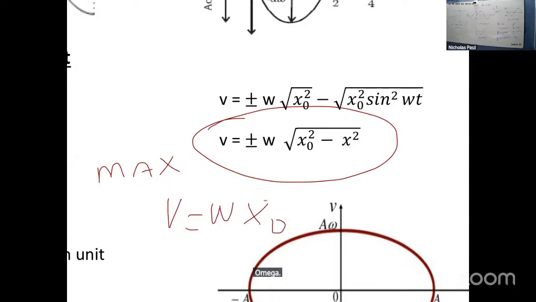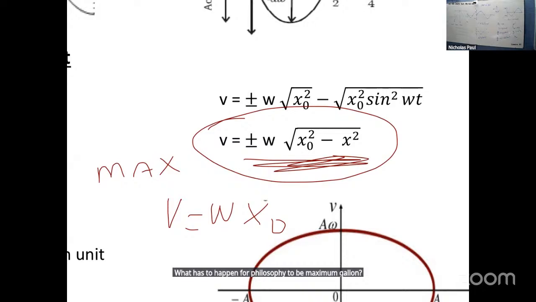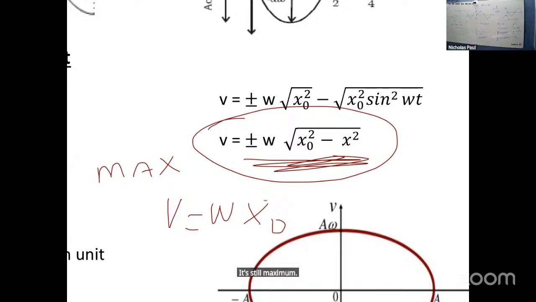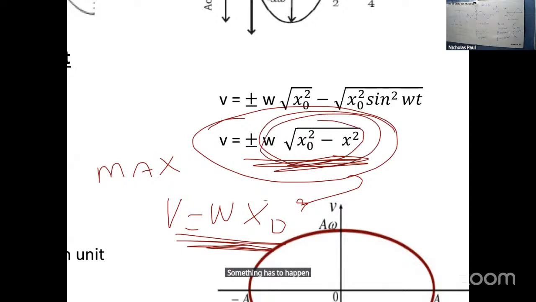Remember that? Right. So look at this weird looking formula there, right? What has to happen for velocity to be maximum, Gavin? By looking at that formula, circle them, Gavin. What has to happen for velocity to be maximum? Something has to happen in this formula here for max velocity to occur.